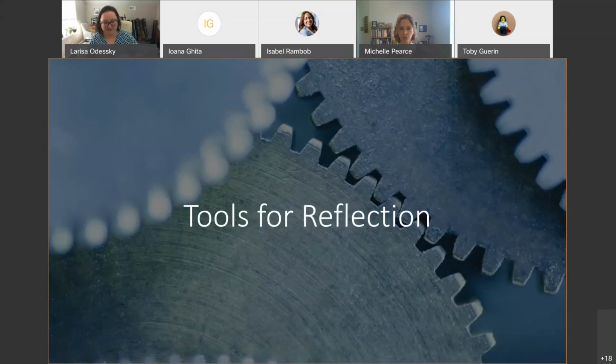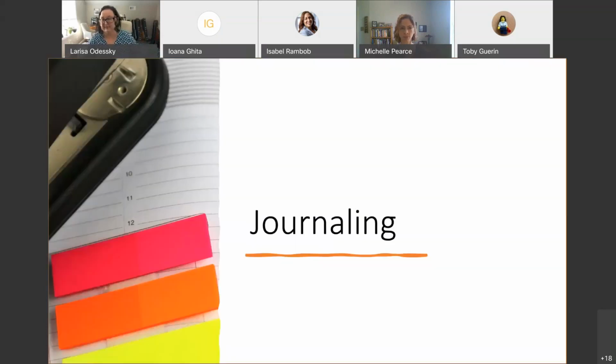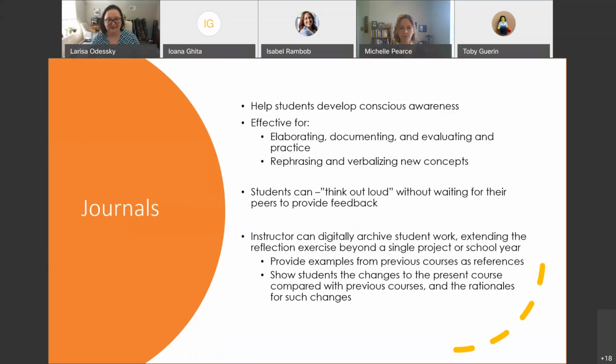For reflection, and I have a lot more in a longer presentation, but I think all of us know about journaling. I think we've been doing a lot. So it is really effective in elaborating, documenting, rephrasing, and verbalizing. It is a way of thinking out loud without waiting for the peer to give feedback and worrying about it. We can digitally archive their work. They can digitally archive their work.